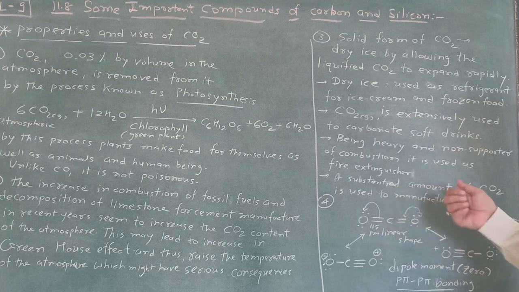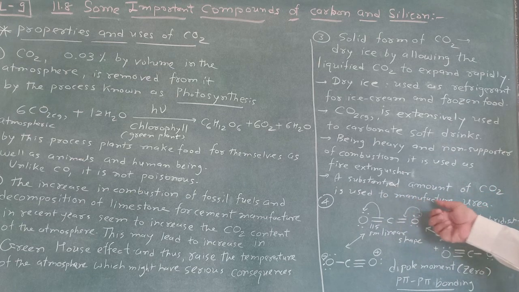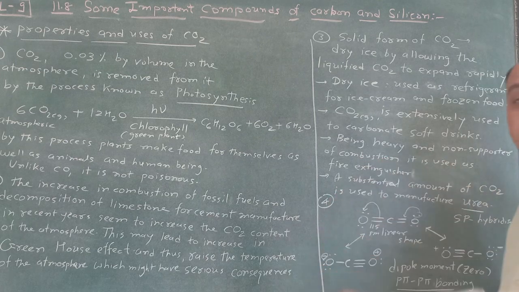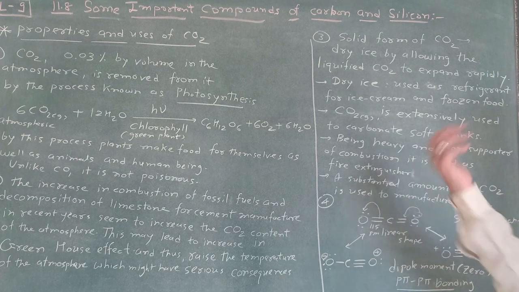A substantial amount of carbon dioxide is used to manufacture urea. 2NH3 plus CO2 gives NH2CONH2, and this is the formula of urea, in which you have to use carbon dioxide.